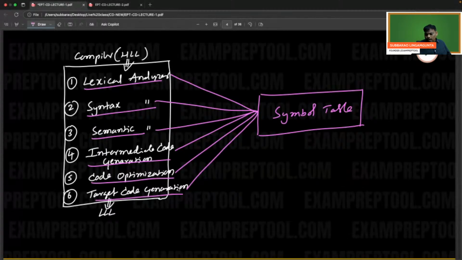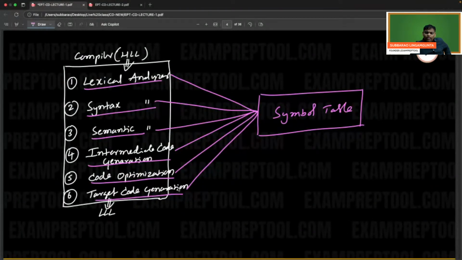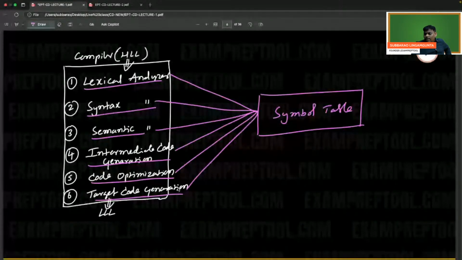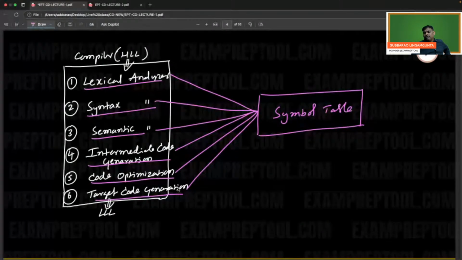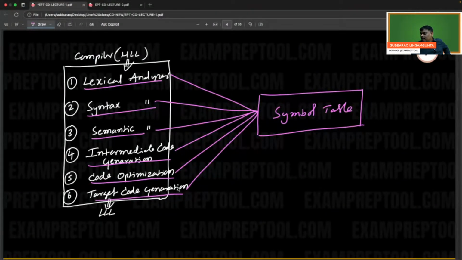Sir, who can store? Out of these 6 phases, anyone can store. Some students are asking, sir, code optimization is not storing anything. It's okay, it is not storing. But all these 6 have the right. Anyone who wants to store inside the symbol table can store. Whether they are storing or not doesn't matter. In a classroom, every student can ask me a doubt. Some people don't ask, but it doesn't mean they don't have the right to ask. They can ask. Okay, perfect.